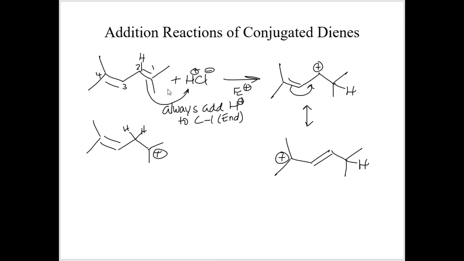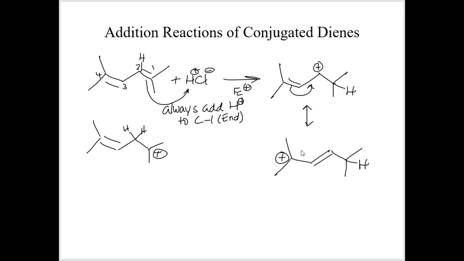Why? Because Markovnikov's rule also can be expanded to say, I add the electrophile to form the most stable carbocation intermediate, which is going to be this pair of resonance structures. So always add the electrophile to carbon 1, to the end of the diene system, because that's going to give you the most stable carbocation, which in this case are these two resonance structures.